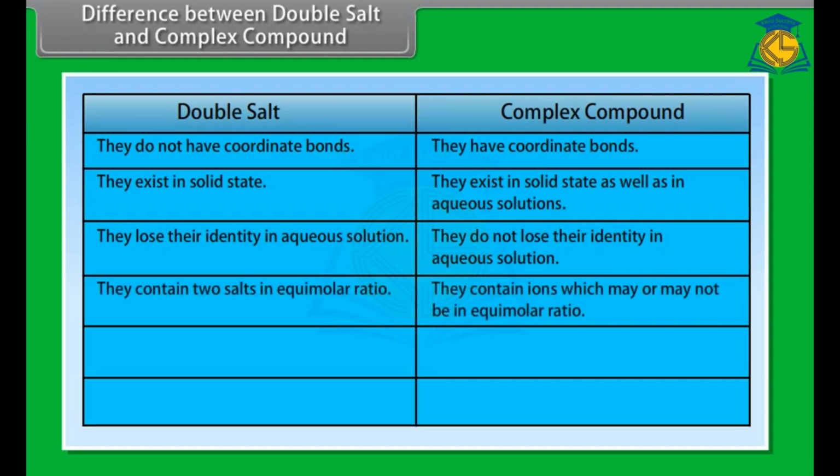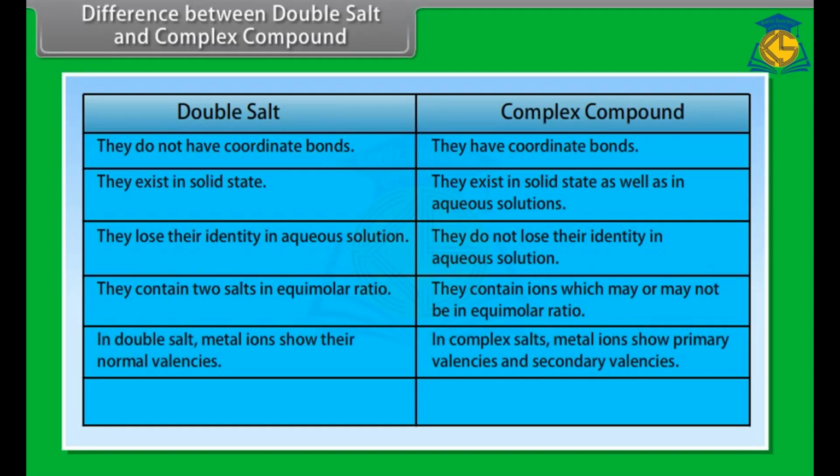Double salts contain two salts in equimolar ratio, whereas complex compounds contain ions which may or may not be in equimolar ratio. In double salt, metal ions show their normal valencies, whereas in complex salts, metal ions show primary valencies and secondary valencies. Double salts form simple ions in aqueous solution, whereas complex compounds form complex ions in aqueous solution. Nomenclature of coordination compounds.